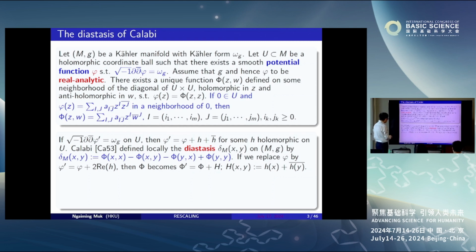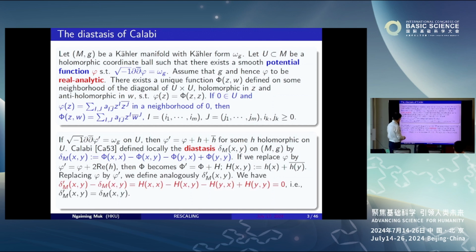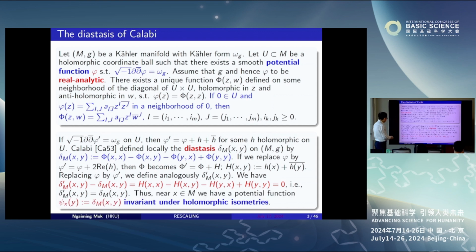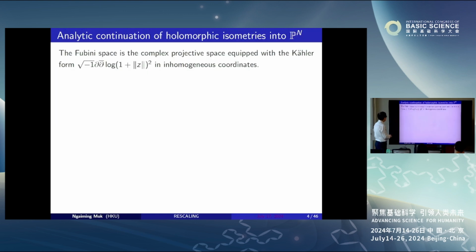Now, if you compare two potentials, phi and phi prime, then the difference is given by this h, where h is small h of x, a holomorphic function, plus small h of y bar. And now you compare the two functions, delta m and delta m prime, arising from these two potentials. The difference would be very simple to write down. It's simply equal to 0. And therefore, you may say that actually you have a normalized potential, and then when you have an isometry, the diastasis would stay the same.